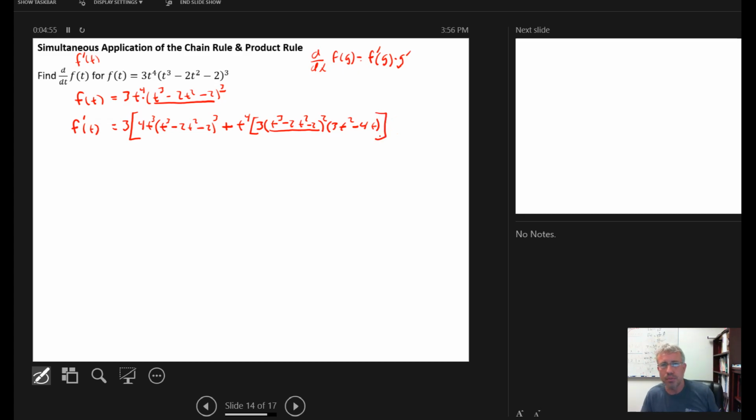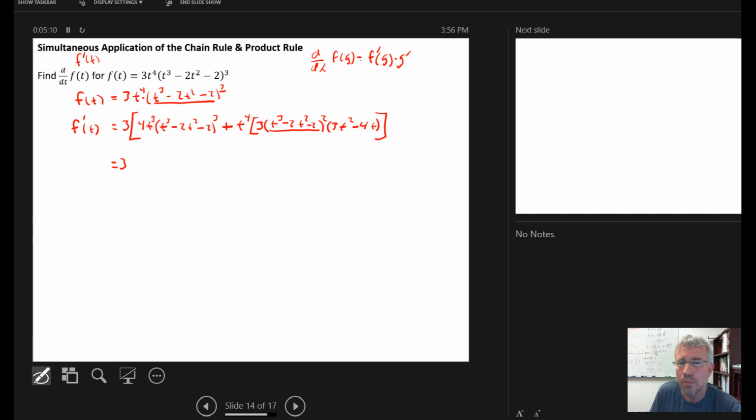And then what you want to do, because we used the product rule and we have a sum of terms, we want to look and see if anything can be factored. So when I look at the interior terms, I see that I have a t cubed and a t to the fourth showing up in each of the two terms.